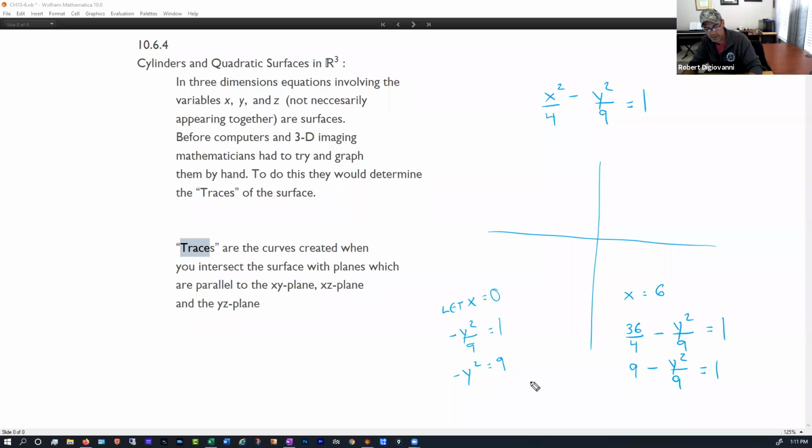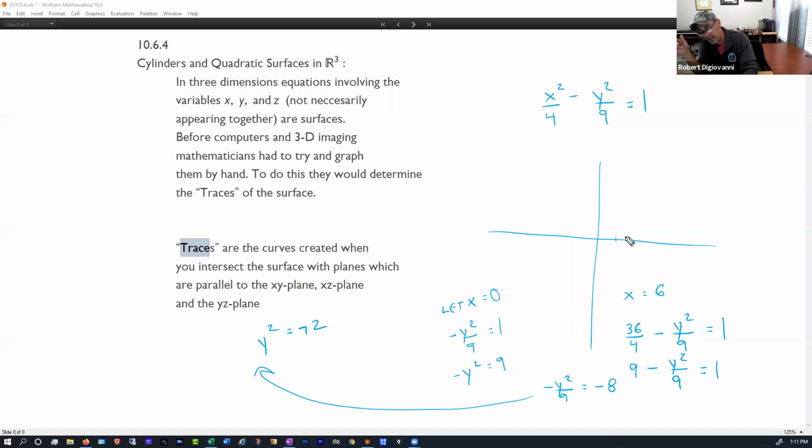I can move the 9 to the other side. Negative y squared over 9 equals negative 8. So I subtracted 9 from both sides. And then here, I can multiply by negative 9 on both sides. If I do that, I get y squared equals positive 72. So I just multiply both sides by negative 9 here. And that's going to have two solutions, right? Two solutions: positive square root of 72, negative square root of 72.